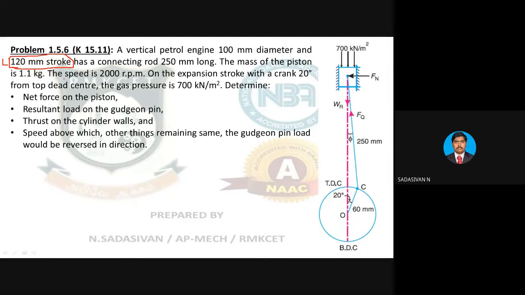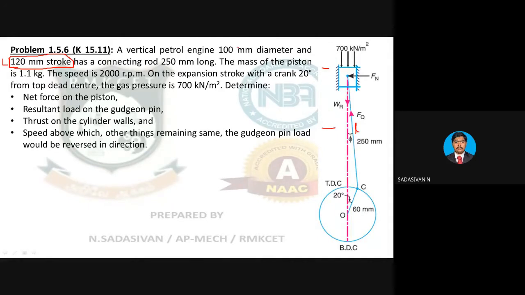So vertical petrol engine, 100 mm diameter, 120 mm stroke length. Connecting rod is 250 mm long. The mass of the piston is 1.1 kilogram. Please don't confuse small l with capital L. Capital L is the stroke length, the length from TDC to BDC. Small l is the length of your connecting rod. That is totally different. Stroke length by 2 is radius, not connecting rod length by 2. Okay, so please be careful.